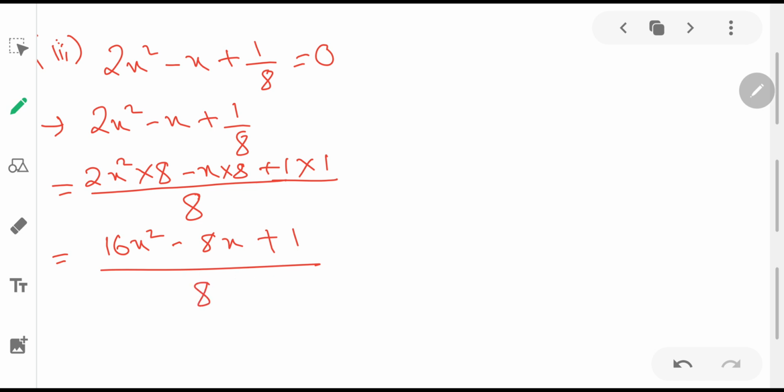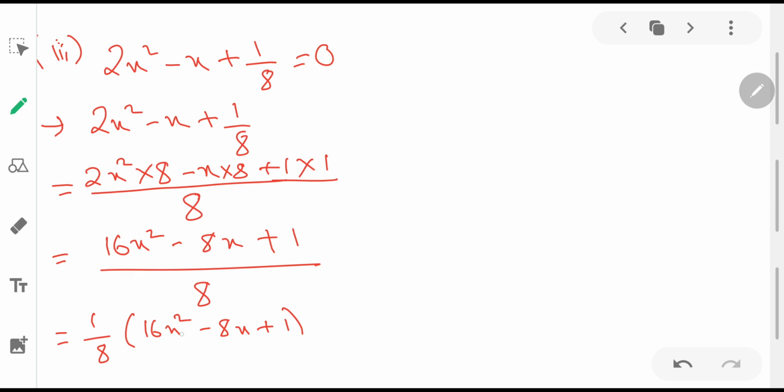After that, what do we need to do? We can just take 1 by 8 outside. So if I take 1 by 8 outside, we'll get 16x square minus 8x plus 1. Now we will do middle term factorization of 16x square minus 8x plus 1.